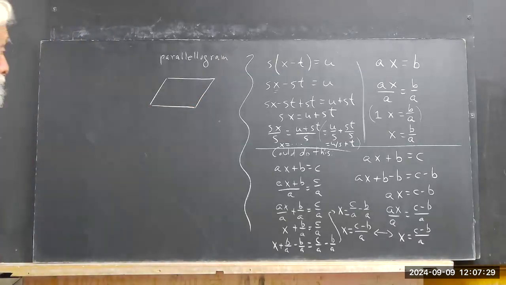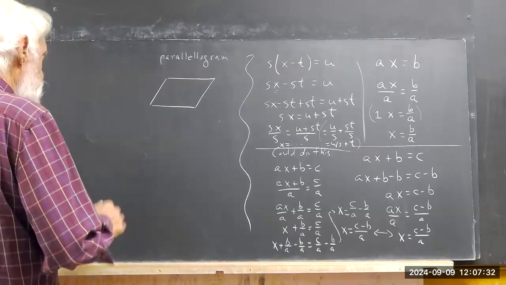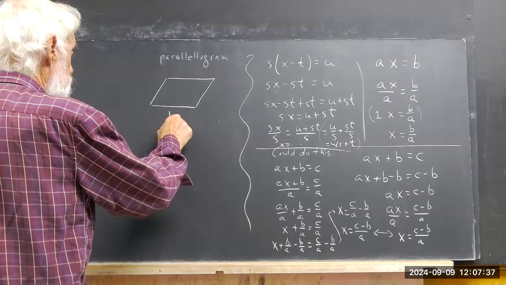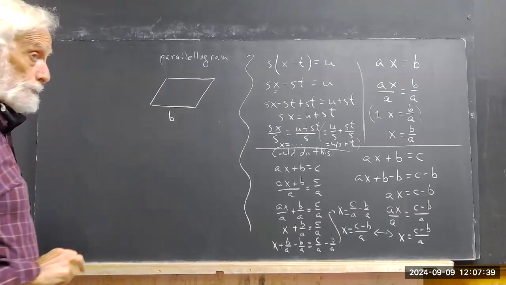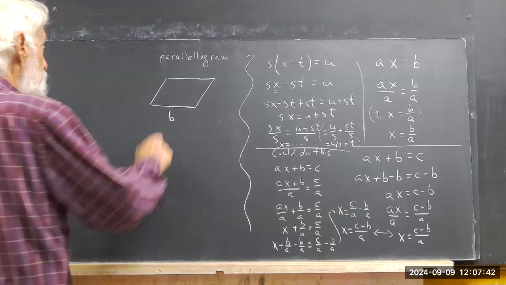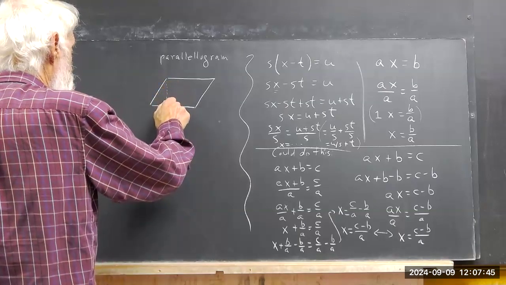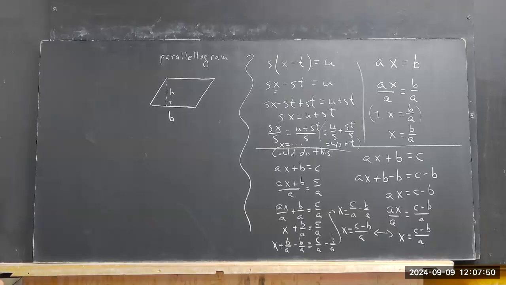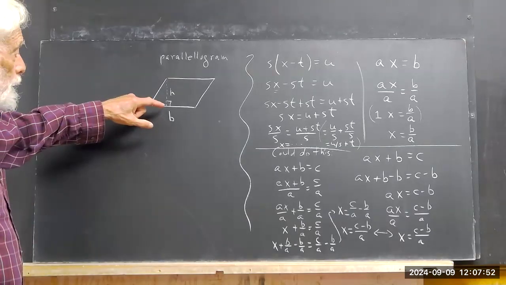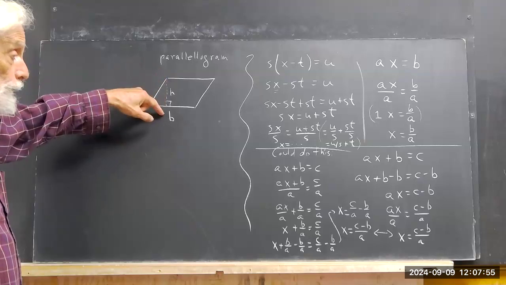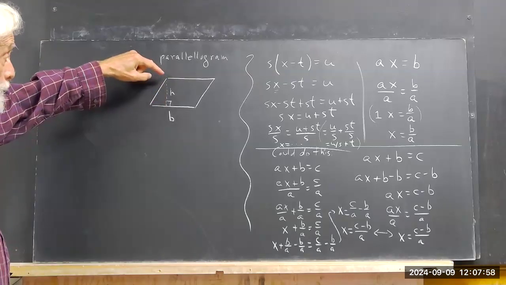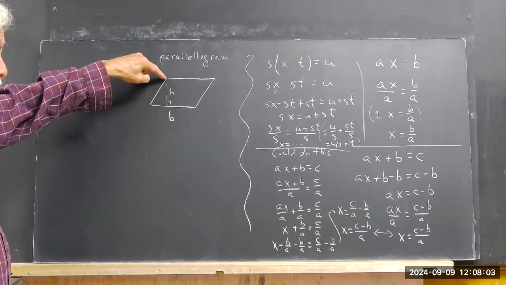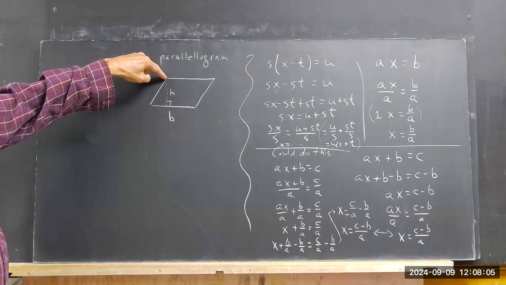Parallelogram. Turns out, I'm going to call this B, and I'm going to call this H. H is measured perpendicular to the base up to this vertex. So H is an altitude.